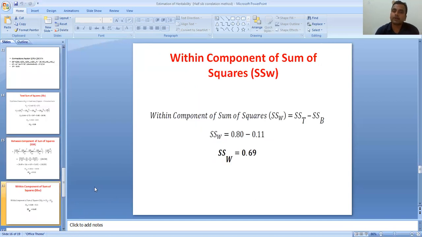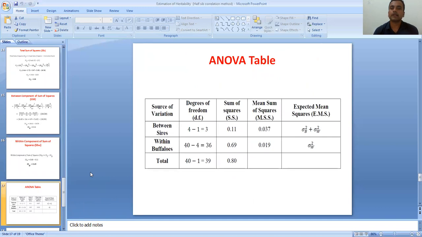Then next is the within component of sum of squares. Here again we subtract the sum of squares between sires from the sum of squares due to the total, and we get the sum of squares within 0.69. Then next we fill the ANOVA table with these values, and we go to calculate the variance between sires and within sires.